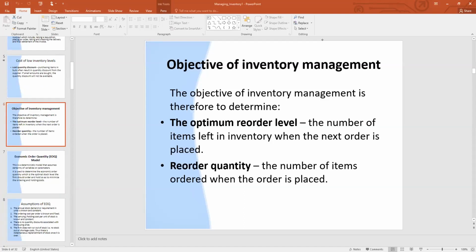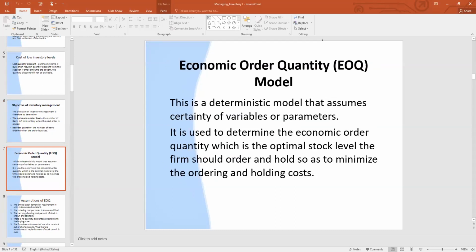Now the EOQ model, the economic order quantity model for managing inventory. First of all, like any other model, we are going to be making assumptions that we assume will hold for the model to work. This model is what we call a deterministic model. So don't worry about the formula. At the end of the day, what you want to establish is the Q, the economic order quantity.